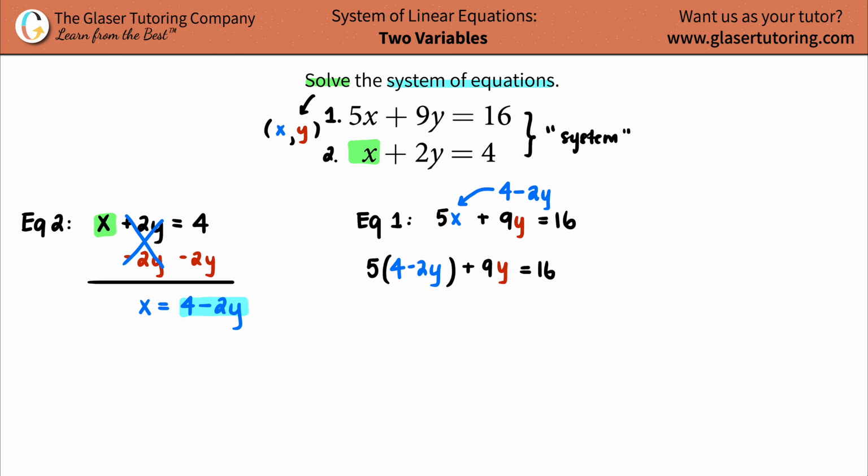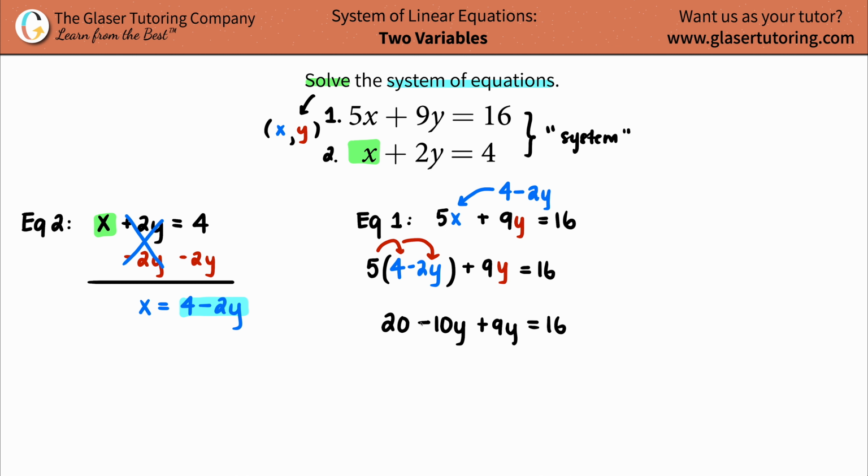Now, here comes algebra, right? I've got to distribute. Got to be fair. In math, it's always about fairness. So 5 times 4 is 20. 5 times a negative 2 is a negative 10y, plus the 9y, and that's going to equal 16.